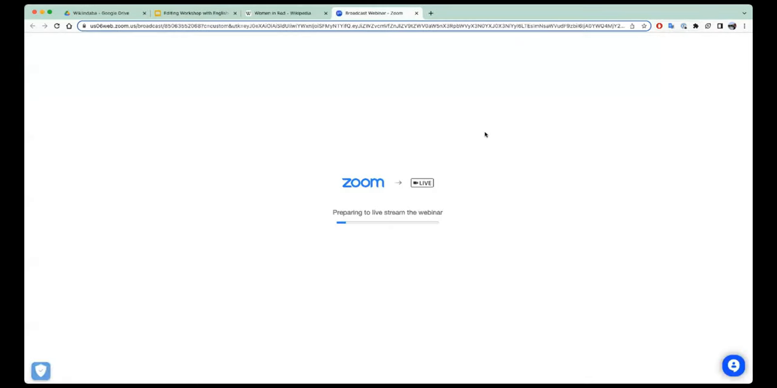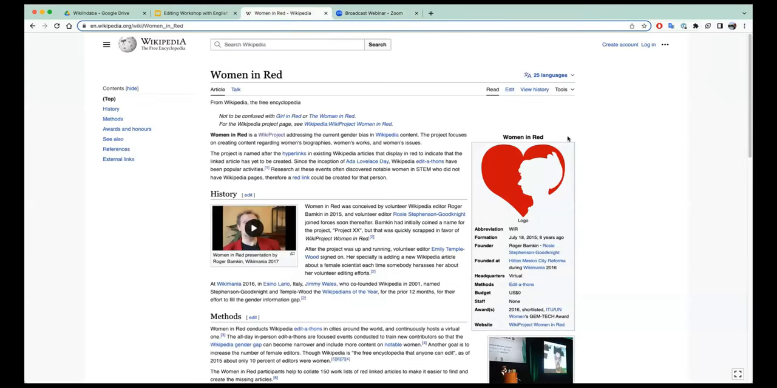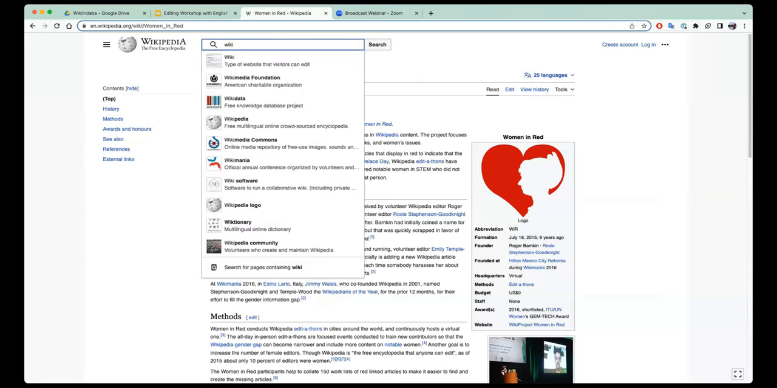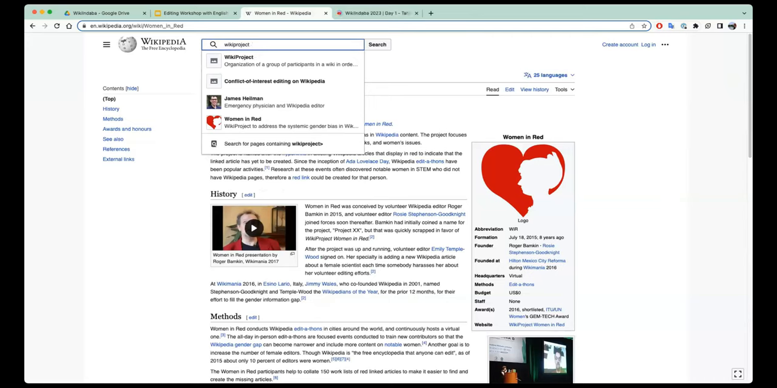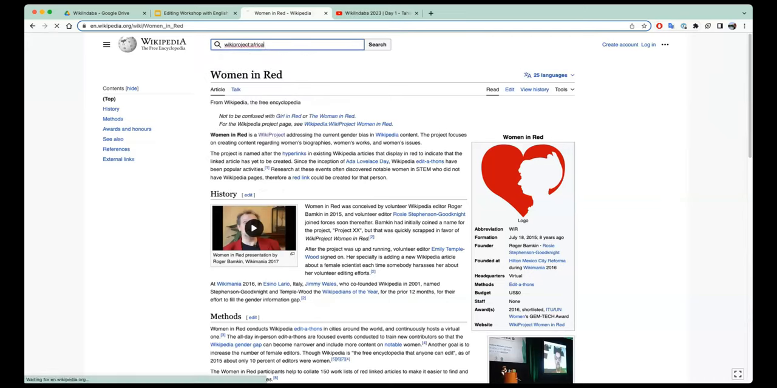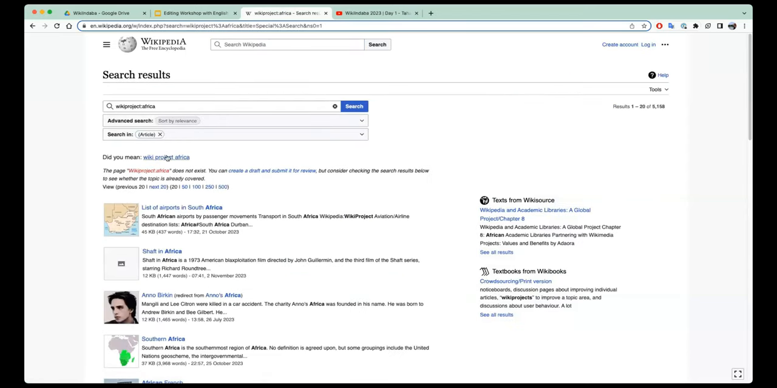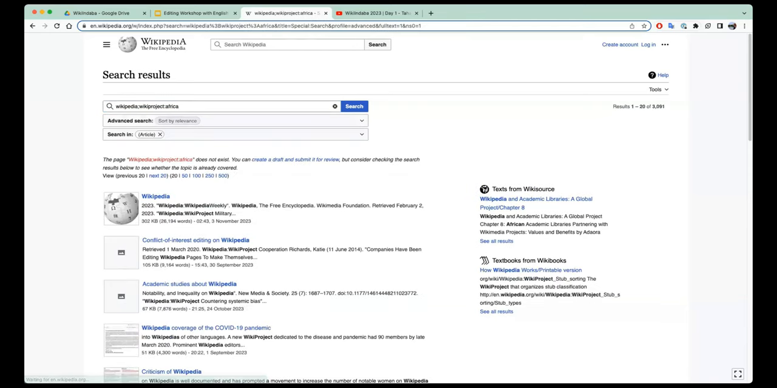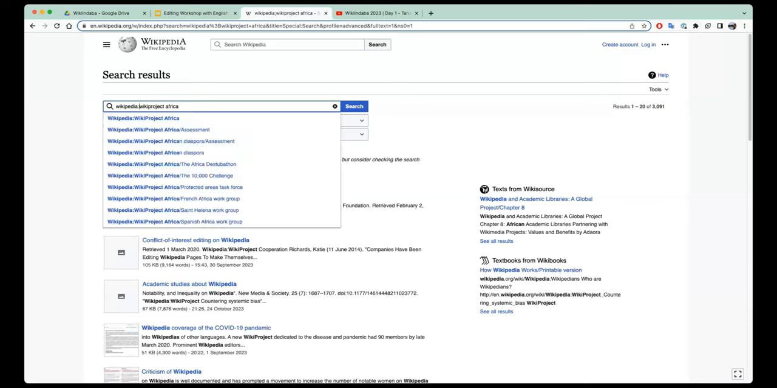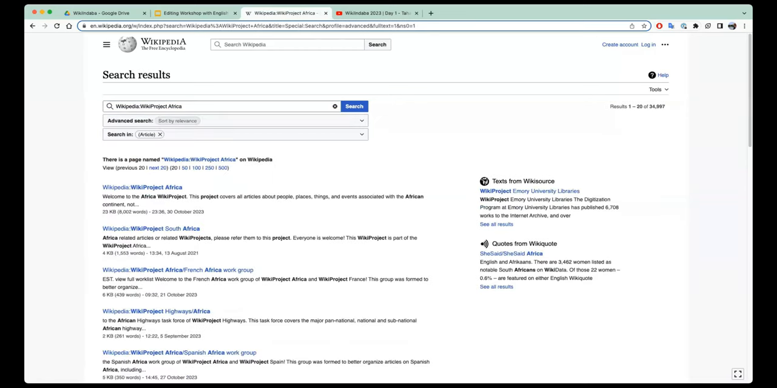Let's start with going to English Wikipedia and typing Wikipedia:WikiProject Africa. WikiProject being one word, in camel case. It'll need to be Wikipedia:WikiProject Africa. Is that the colon? Okay, yep. Sorry, English is not my first language. There you go. Okay, awesome. Thank you.